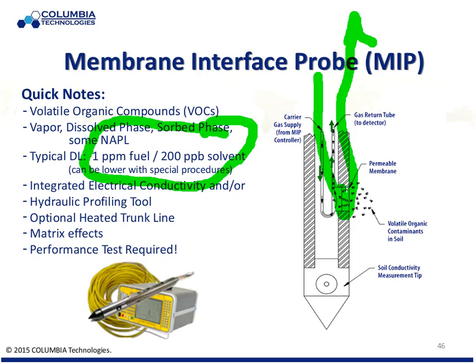It does have EC on there, as we saw earlier. We almost always are pushing it with the hydraulic profiling tool for the obvious reason about the pore spaces. You can put heated trunk lines on this if you've got more difficult weather conditions or you've got other tough types of compounds.